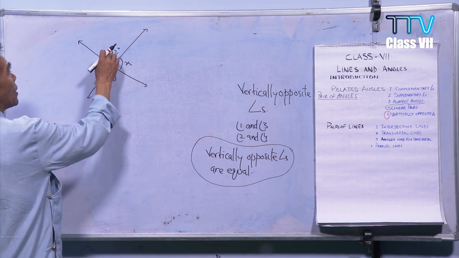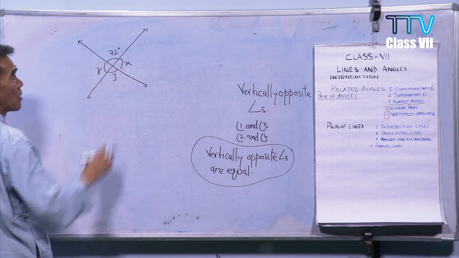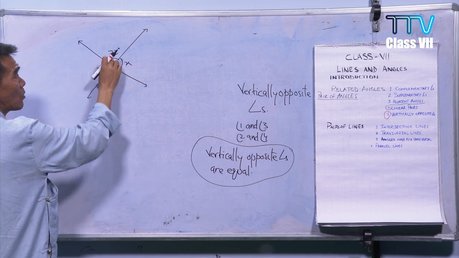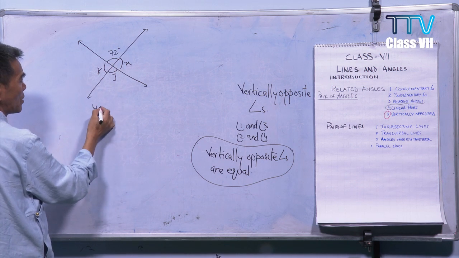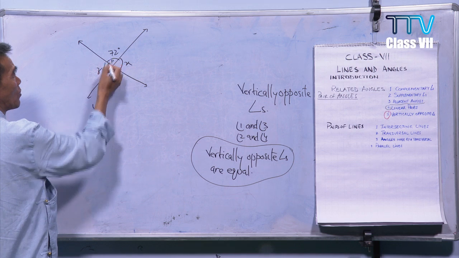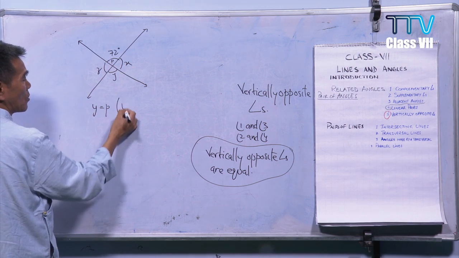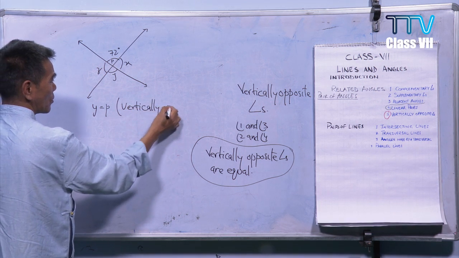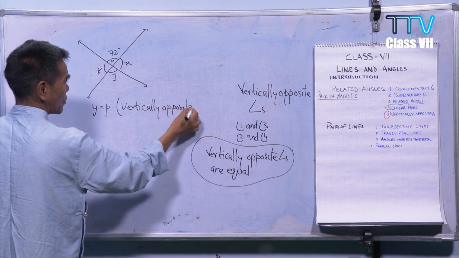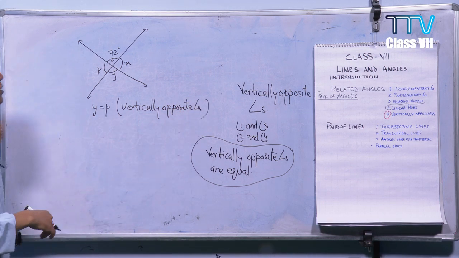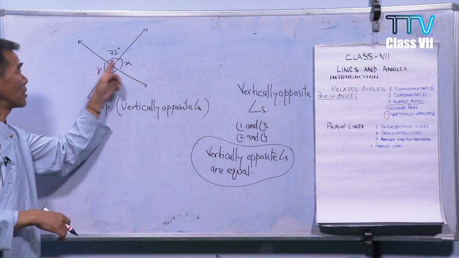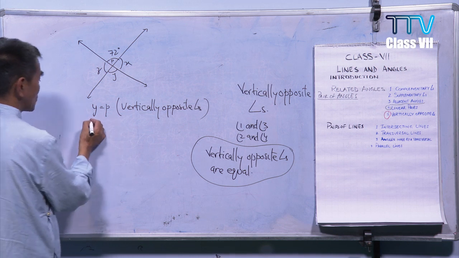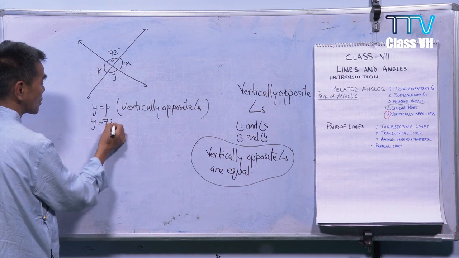The given angle is 72 degrees. So these two angles are vertically opposite angles. Y is equal to P. Vertically opposite angles, therefore angle P is equal to angle Y. If angle P is equal to 72 degrees, then Y is also equal to 72 degrees.